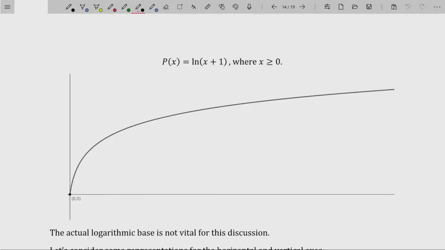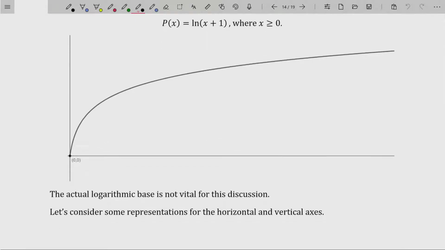Doing that, we arrive at this. We're looking at actually the natural log of x plus 1. We shifted the natural log over 1 unit to the left. By the way, it doesn't have to be the natural log. I'm just picking on the natural log. And I'm also restricting the x values to just be from 0 to infinity. Now, the actual logarithmic base, like I just said, is not vital for this discussion.